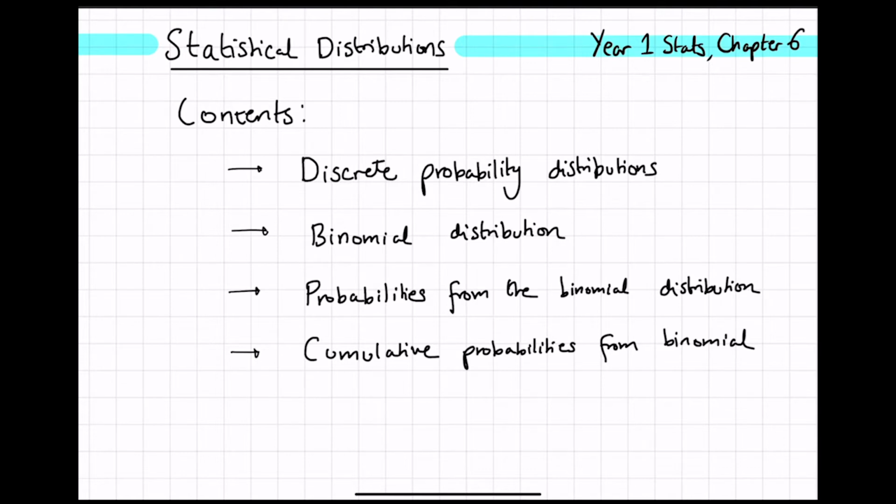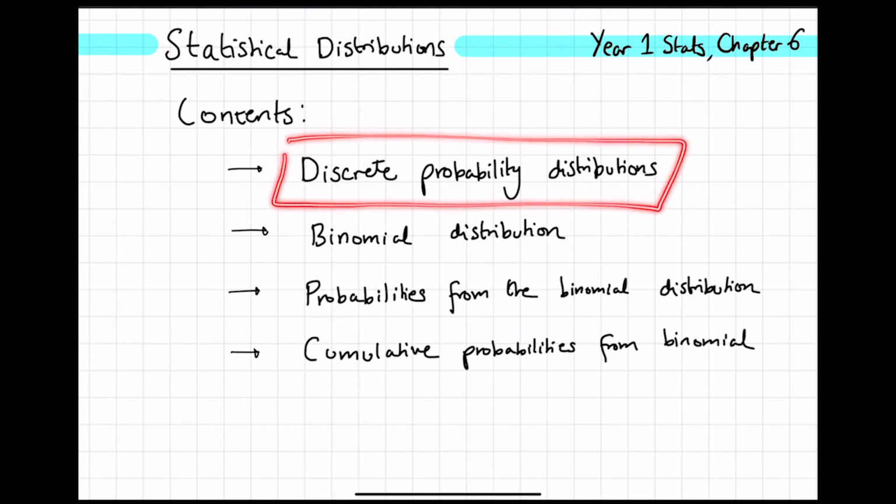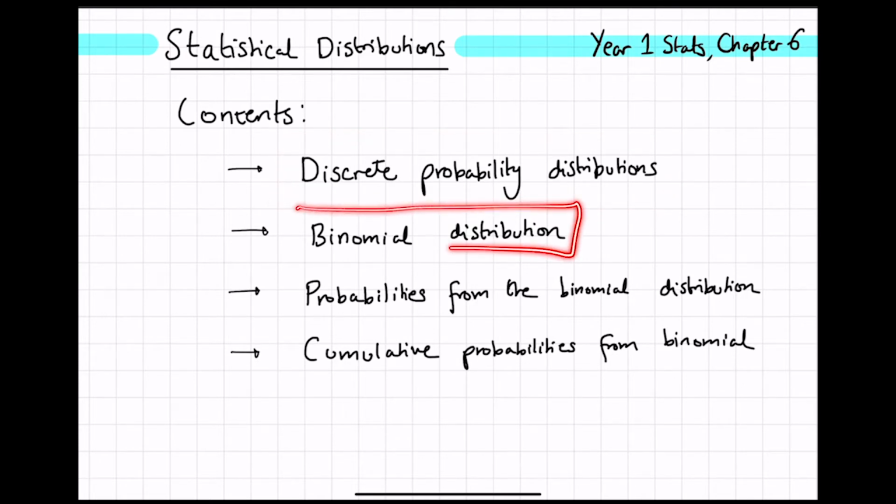So in this lesson, we'll be taking a look at how to understand what a discrete probability distribution is. We'll try to understand what the binomial distribution actually is. And using the binomial distribution, we'll figure out how to find probabilities and how to get cumulative probabilities. This is a relatively short chapter, so there'll be quite a few exercises in this video compared to theory, so hopefully it should be quite easy to follow along. Let's just jump right into it.